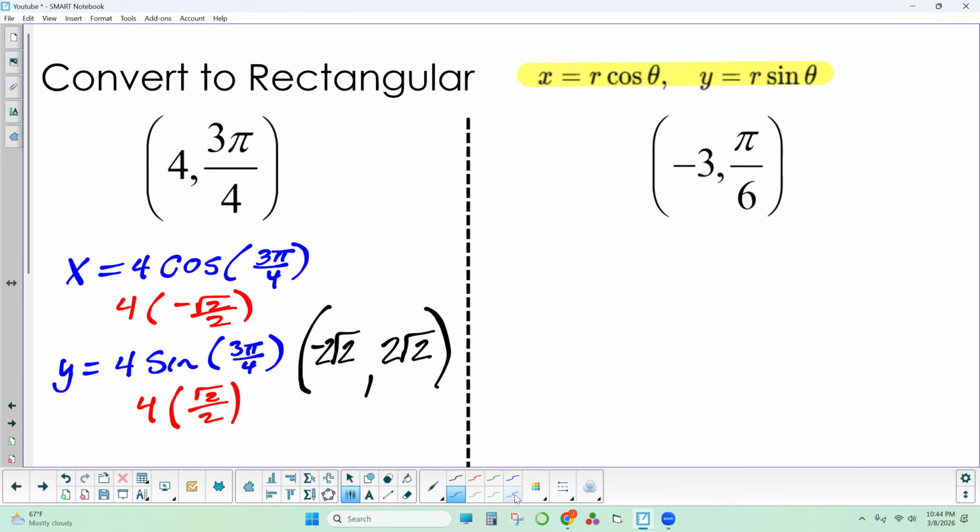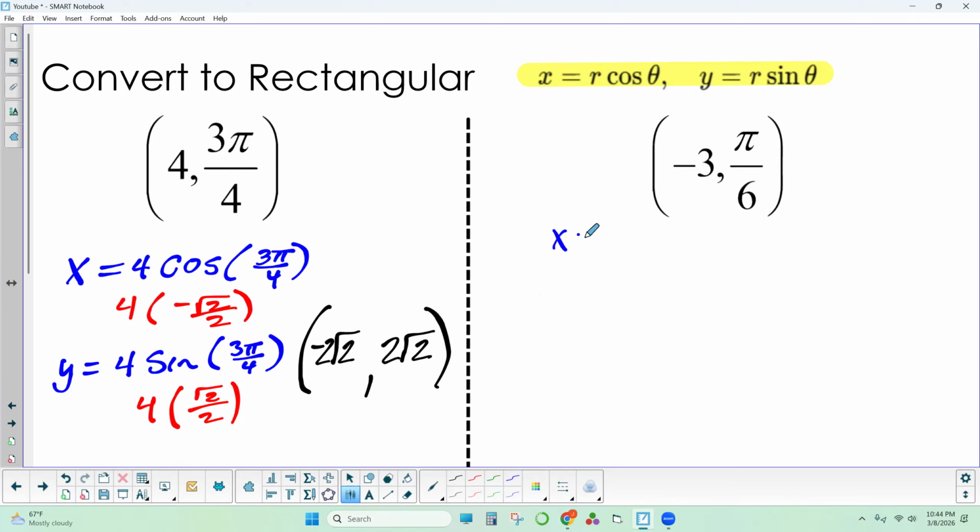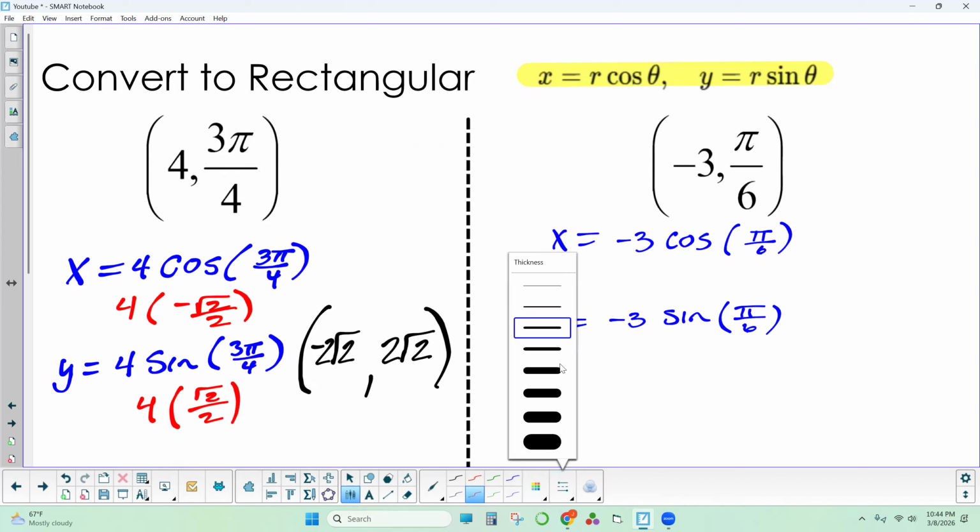Okay, so here we're going to do the same thing. x equals r, which is -3, times cosine of pi over 6, right? And y equals r, -3, times sine of pi over 6. All right, let's go ahead and evaluate these.